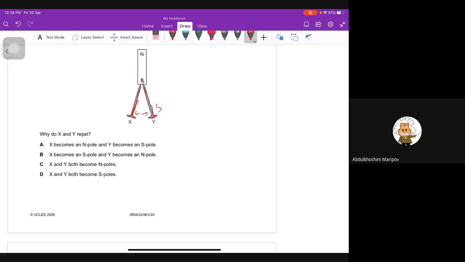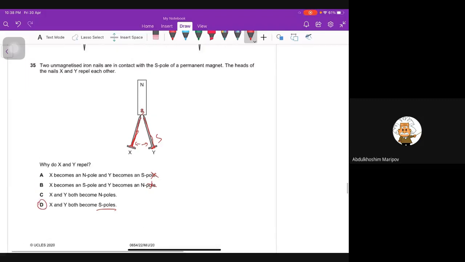X becomes the N pole, Y becomes the south pole? No, no. X and Y both become N poles? No. X and Y both become south poles. They both become south poles. That's why. All right. And 35 is D.